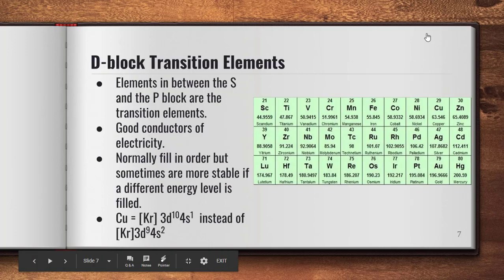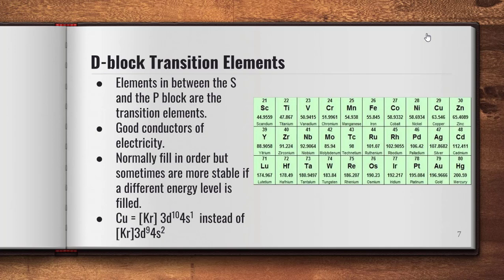If we take a look now at the d-block transition elements, which are the elements between the s block on the left-hand side and the p block on the right-hand side. These are metals that you're probably more familiar with, things like nickel, copper, zinc, silver, gold, platinum, iron, etc. These are very good conductors of electricity, and their electron configurations can be a bit odd at times.